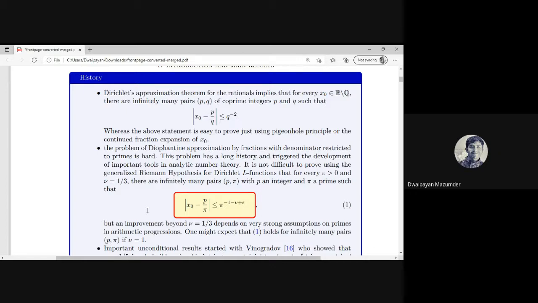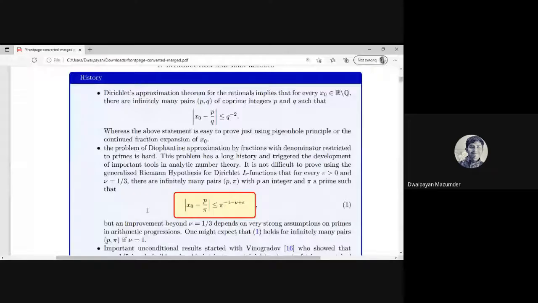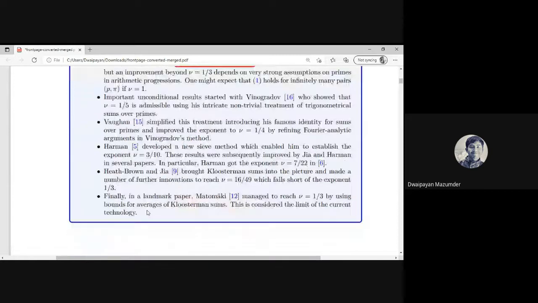If we also consider that the denominator is prime, then that actually triggered a lot of problems. It's not difficult to prove, using the generalized Riemann hypothesis for Dirichlet L-functions, that for every epsilon greater than 0 you get nu equal to 1/3. There are infinitely many pairs p/pi, where p is an integer and pi is a prime, such that this happens. An improvement beyond this depends on very strong assumptions on primes in arithmetic progressions.